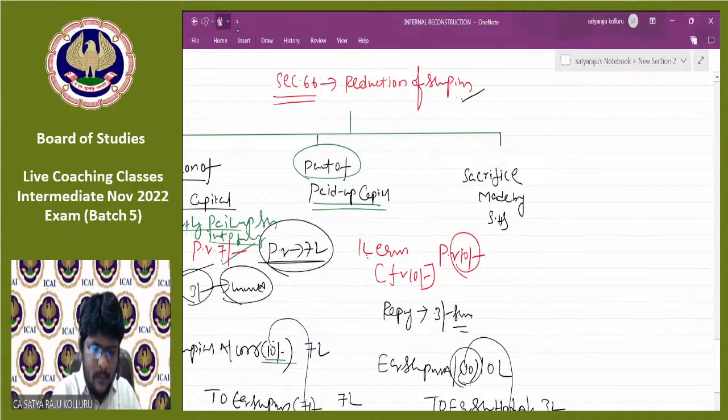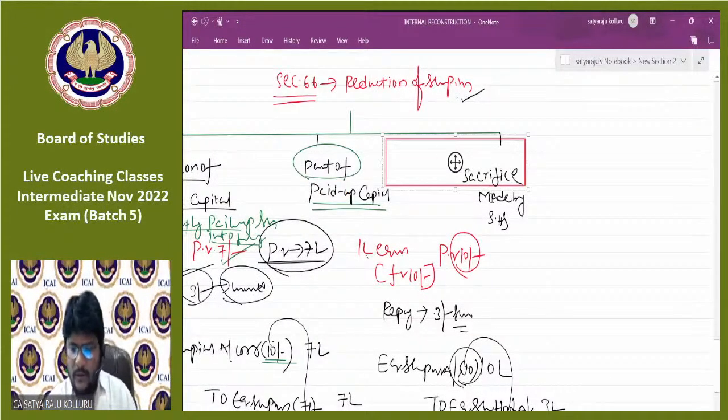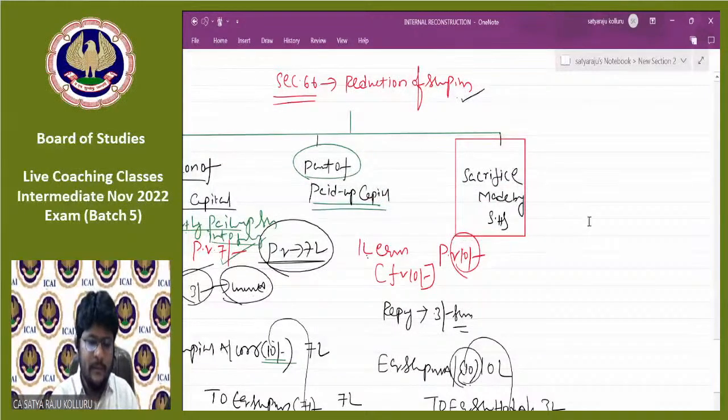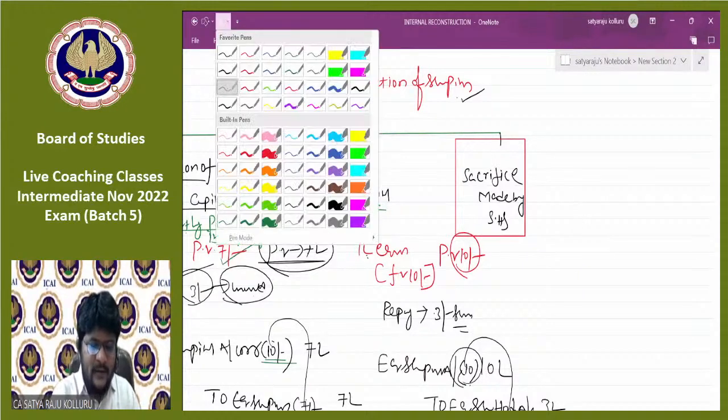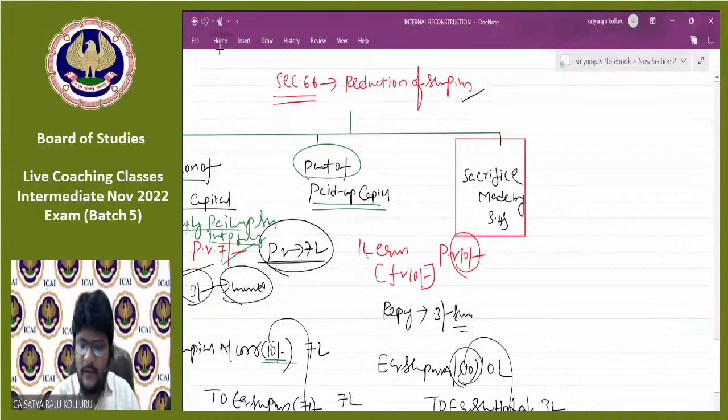Next, coming to sacrifice made by the shareholders, which is the last portion. All of you come to this point. Sacrifice made by the shareholders. Sir, what is this all about? What is this sacrifice made by the shareholders? Shareholders may sacrifice in two different ways, guys.